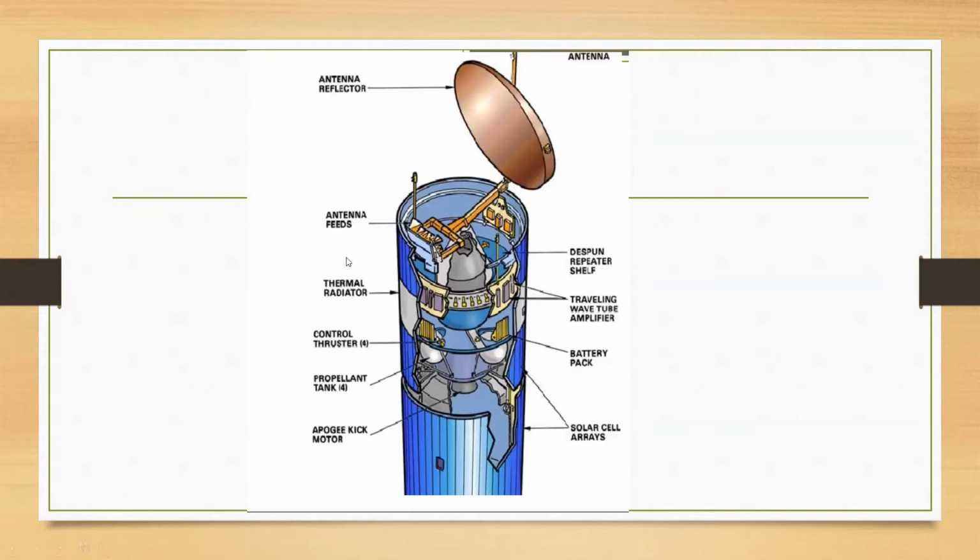The antenna feeds, the thermal radiator, so a heat sink kind of a thing, for temperatures. The HPAs, the traveling wave tube amplifiers, as I told you. Now, important thing, propellants we already covered. The two things which I want to show you is this: the battery pack. These are nickel cadmium batteries that we use in the satellite. Now, the next point that I want to cover is the power.